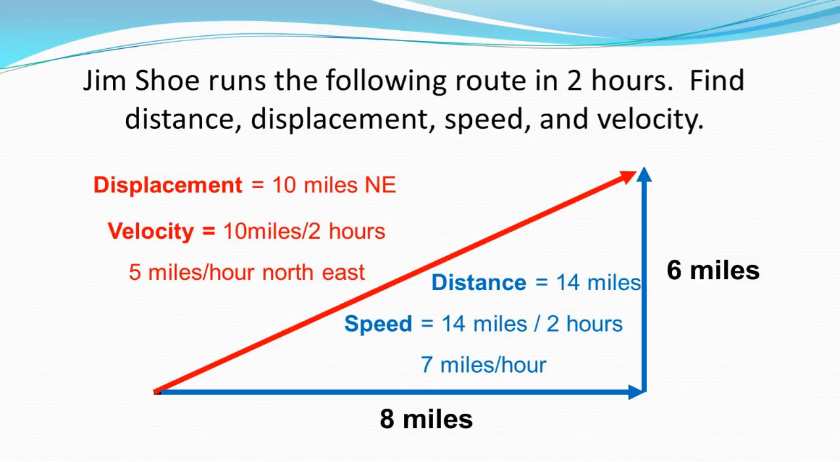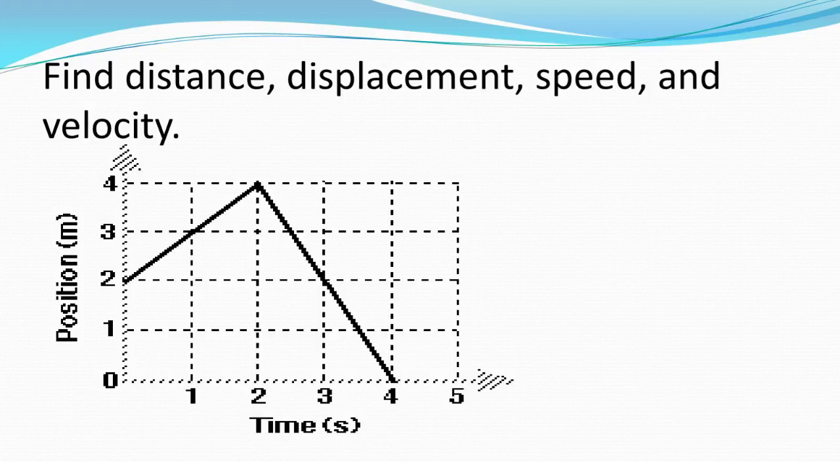Direction is very important. In most cases in physics, it's as simple as forward, backwards, up, down, but in some cases we start using our cardinal directions, north, south, east, and west. Try finding the distance, displacement, speed, and velocity of this graph.